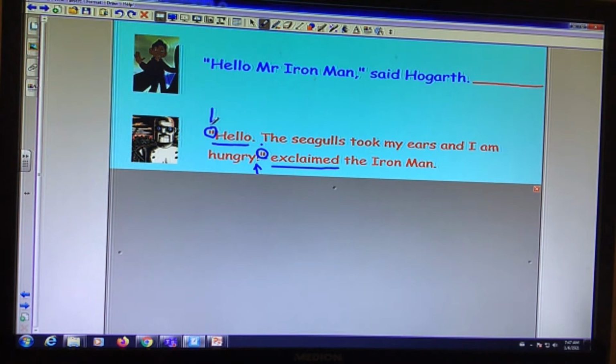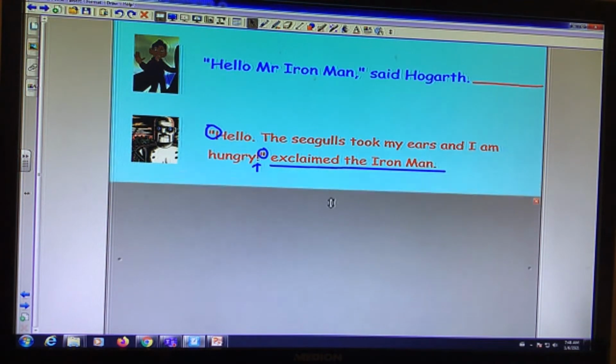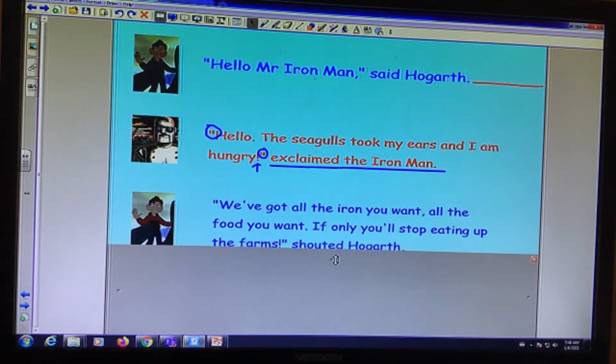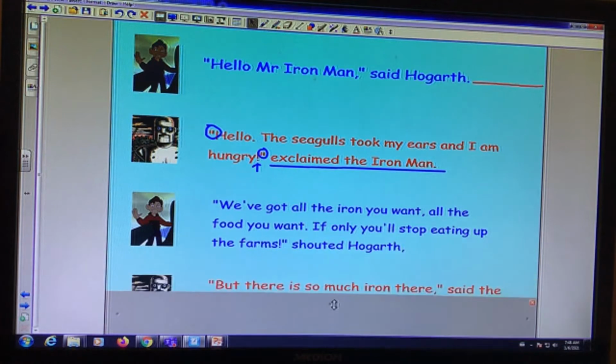So we've got our opening speech marks to show the reader that the character is about to speak. We've got some punctuation at the end. At the start, we've got some punctuation before the end, the closing speech mark, the 99. And then we tell the reader who has spoken. Okay, they might not always do that. There's a little trick to that bit later on. Okay, that's sort of for another lesson. We've got all the iron you want, all the food you want. If only you'll stop eating up the farms, shouted Hogarth.